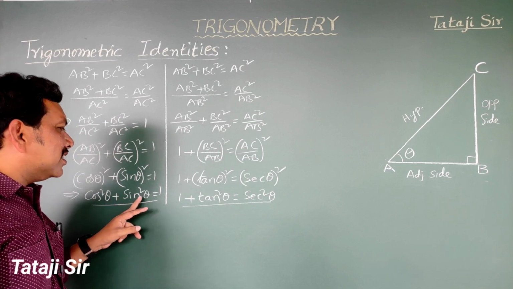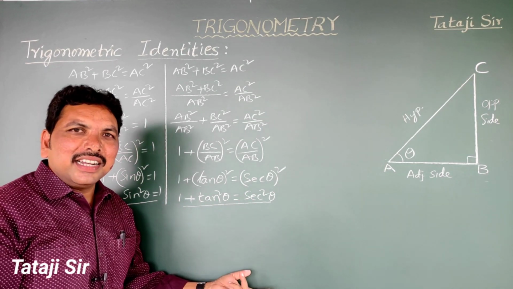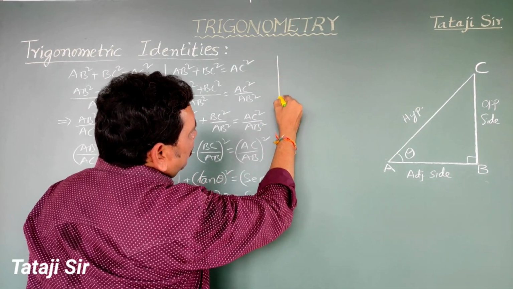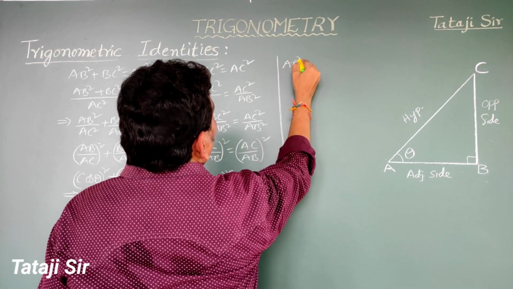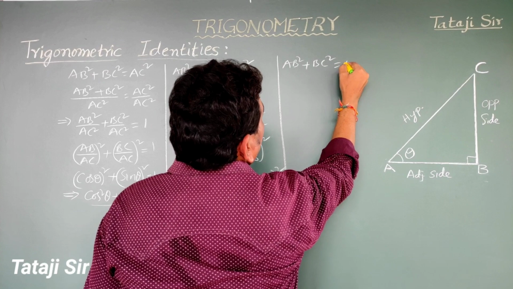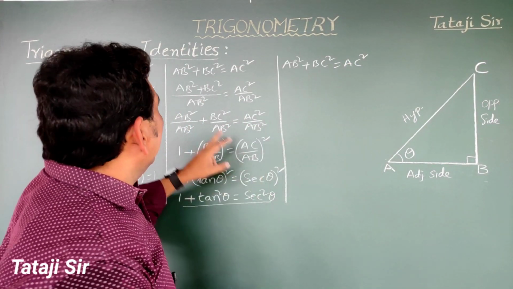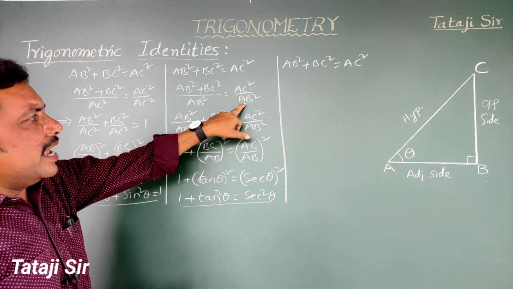Cos square theta plus sin square theta is equal to 1. This is the first one. 1 plus tan square theta is equal to secant square theta. This is the second trigonometric identity. Okay, let's derive the third one. Again take this, AB square plus BC square is equal to AC square. Here in the first I divided with AC square, here I divided with AB square.